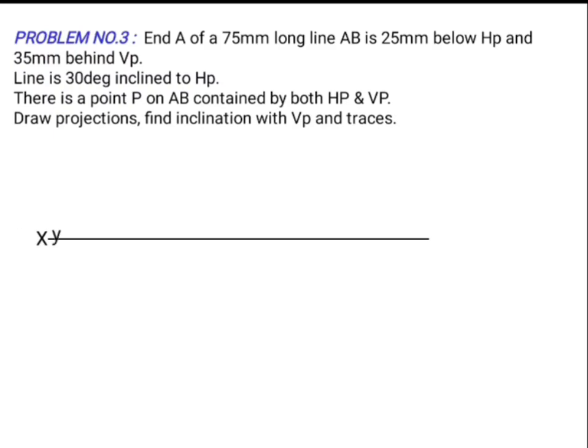Starting from the XY line, first we have to draw the vertical projector at a convenient location. Now mark the position of point A, which is 25 millimeter below the horizontal plane. So A dash will be 25 millimeter below the XY line. So 25 millimeter below, I can mark the point A dash, and 35 millimeter behind VP. So the plan of the point A will be 35 millimeter above the XY line.